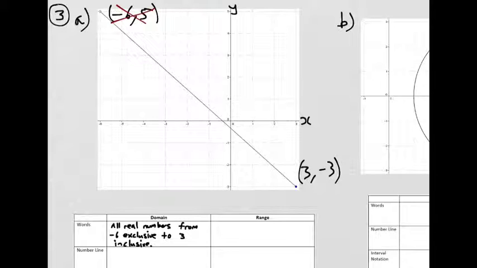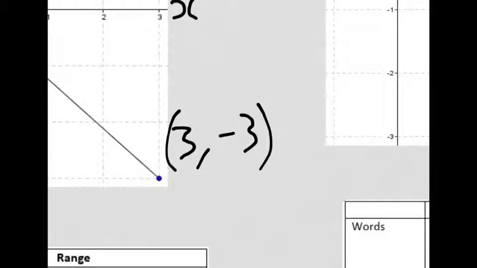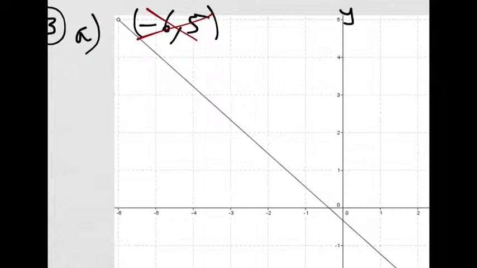We have everything in between those two numbers, including 3, but not including -6, because there's an open dot. What about the range? Well, the range would be everything from this lowest value here, -3, all the way up to almost 5, but not including 5.